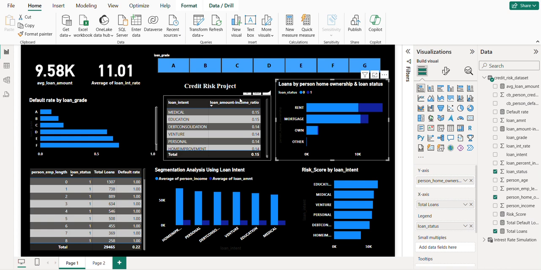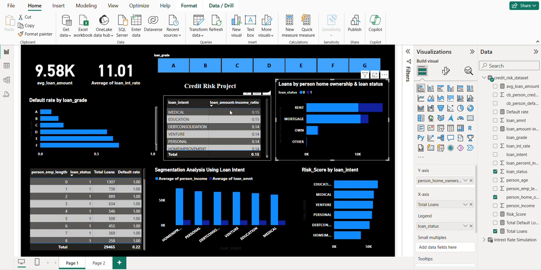After this, we have the segmentation analysis by the loan intent, or we say the loan purposes. In this table we have the loan intent given, and the loan amount to income ratio. The loan to income ratio for medical and education is 0.15, and for the remaining, like venture and personal, it is 0.14, which clearly indicates that medical and education loans consume a higher portion of the borrower's income, possibly making them riskier loans.